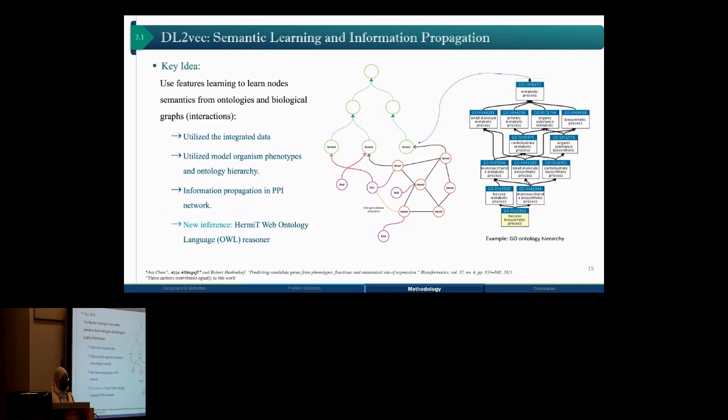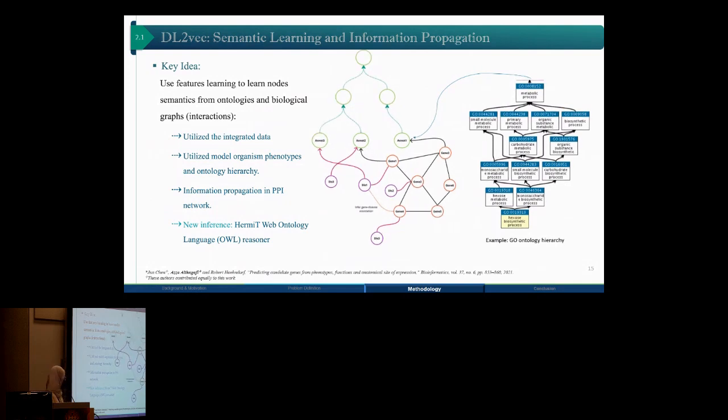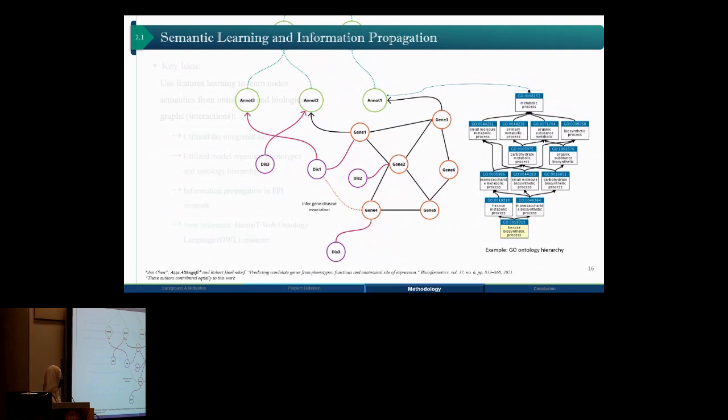Specifically, it leverages the integrated data, including the model organism phenotypes as well as the ontology hierarchy, and propagates this information through the protein-protein interaction network. In this process, new logical axiom features are inferred using the HermiT reasoner, which supports the semantic integration by capturing the semantics of the nodes and their biological interactions to infer new associations that did not previously exist in the graph. For example, we can infer these associations through the automated reasoner, although this association does not exist in our original graph.